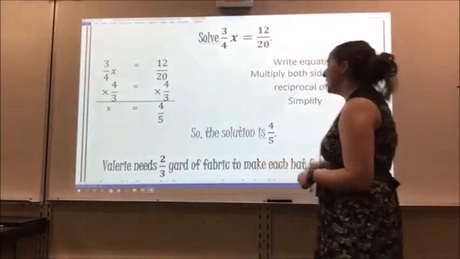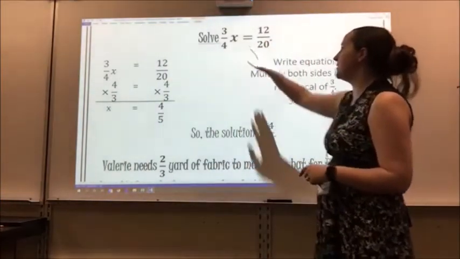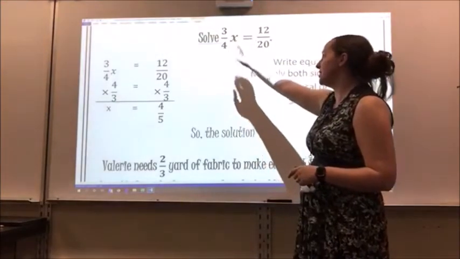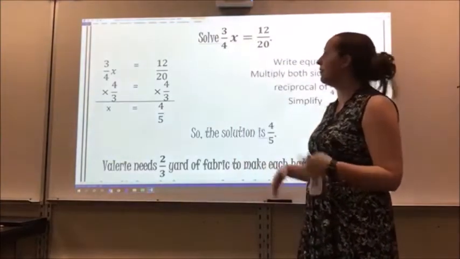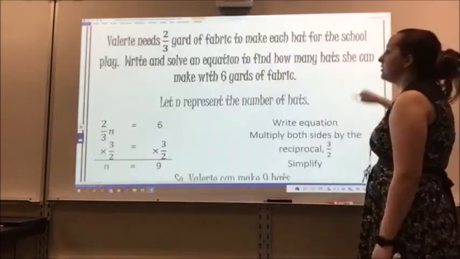You can double check by substituting 4/5 back in: 3/4 times 4/5. 3 times 4 is 12, 4 times 5 is 20.